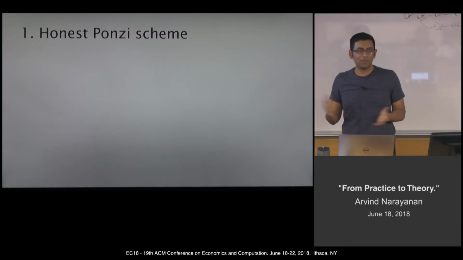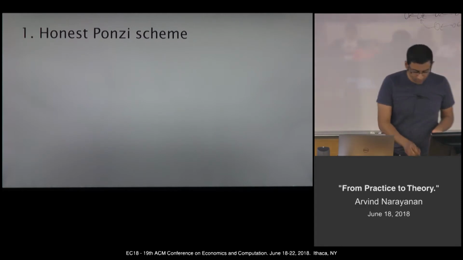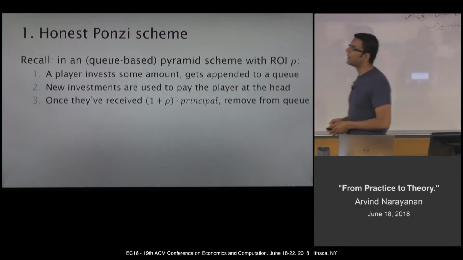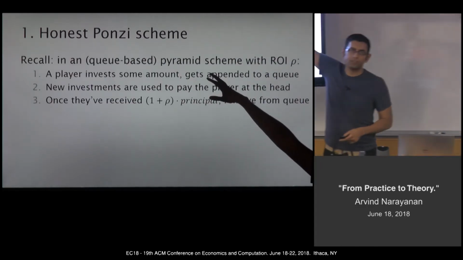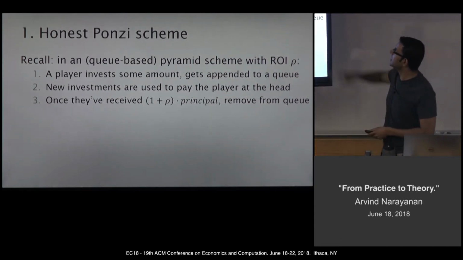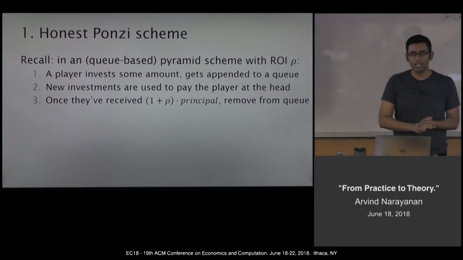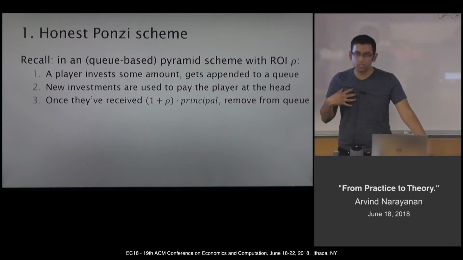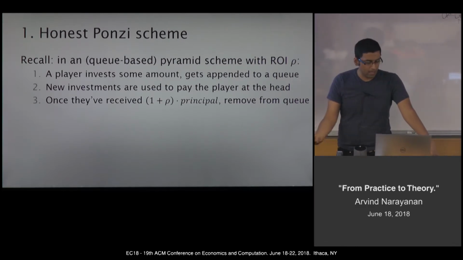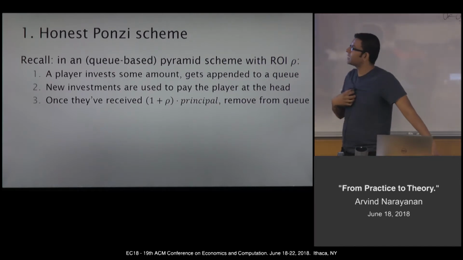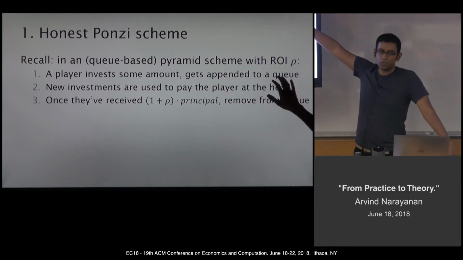So what does that mean? How can there be an honest Ponzi scheme? It's very simple. Recall that in a Ponzi scheme, there are different types. Let's look at a queue-based Ponzi scheme. Let's say that it promises a 50% return on investment. So here's how that works. Matt might invest with me, I'm running the Ponzi scheme, an amount of $10. So what I'll do is I'll take his money and I'll put him in a queue. He's the first person in a queue.